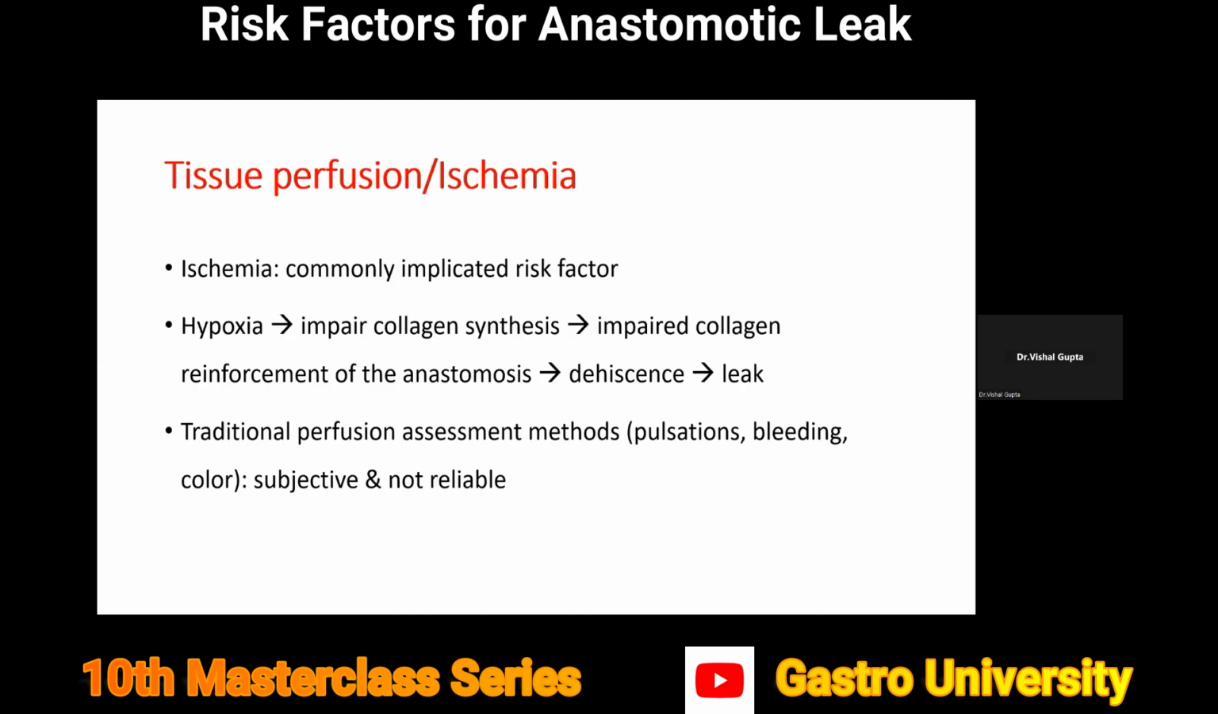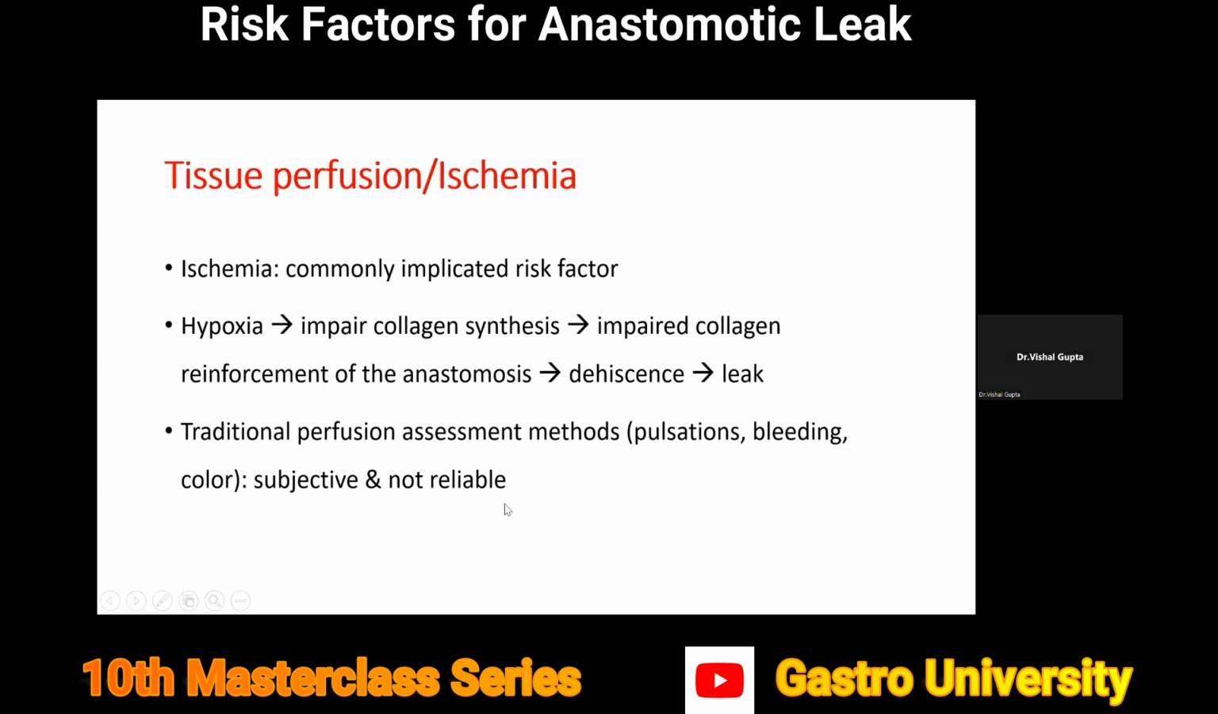Coming to the tissue perfusion or ischemia, I think this has been discussed in detail in the last few lectures. We know that ischemia is a commonly implicated risk factor because hypoxia impairs collagen synthesis. This leads to impaired collagen reinforcement of the anastomosis during the proliferative phase. And because of this, there is dehiscence and finally there is a clinical leak. Traditionally, we assess the perfusion intraoperatively by certain subjective methods like pulsation, bleeding, or the color of the bowel at the anastomotic site, but these are subjective and not very reliable.